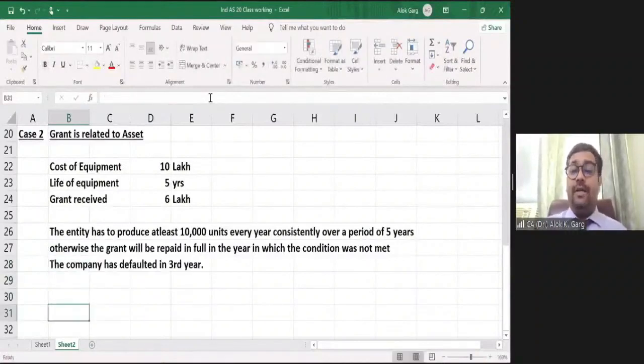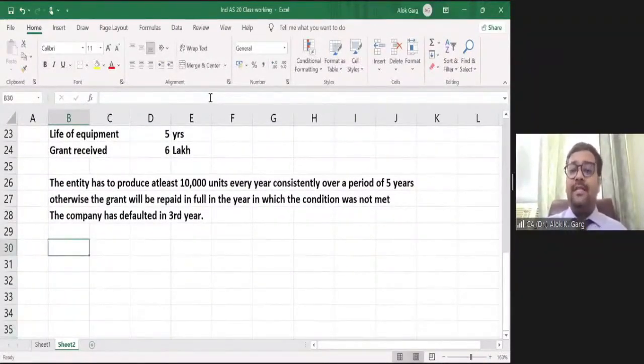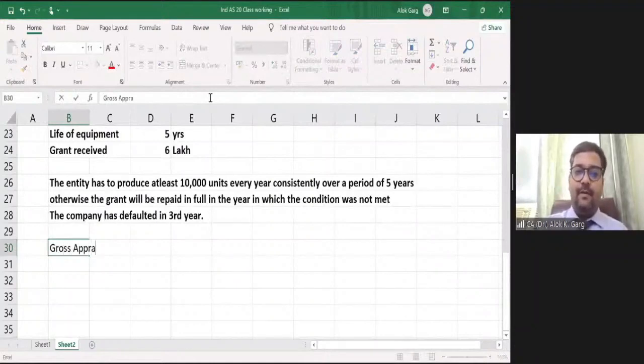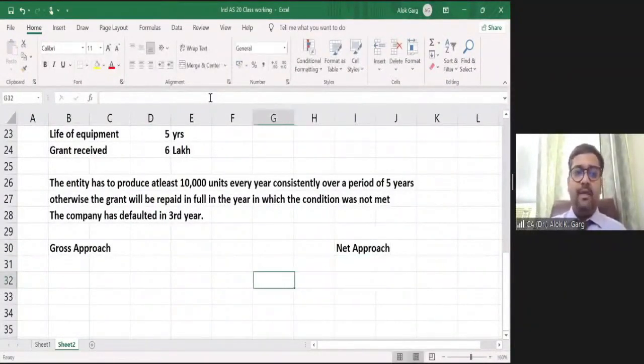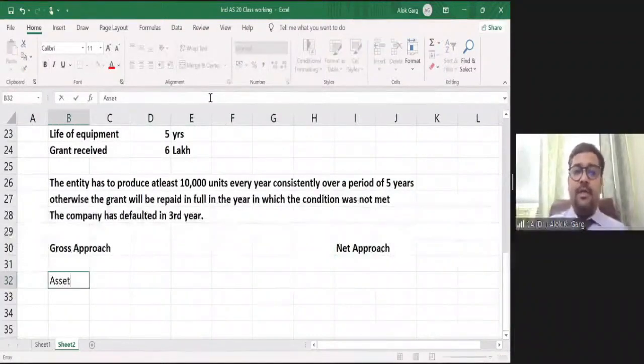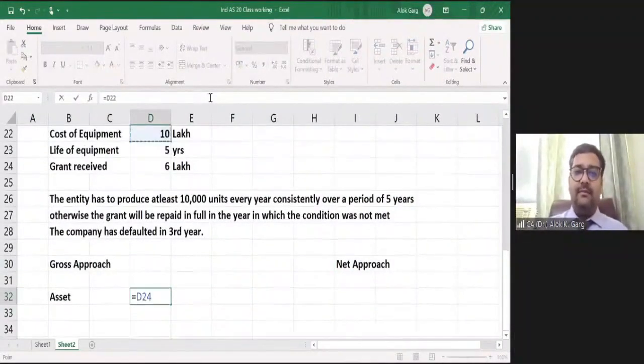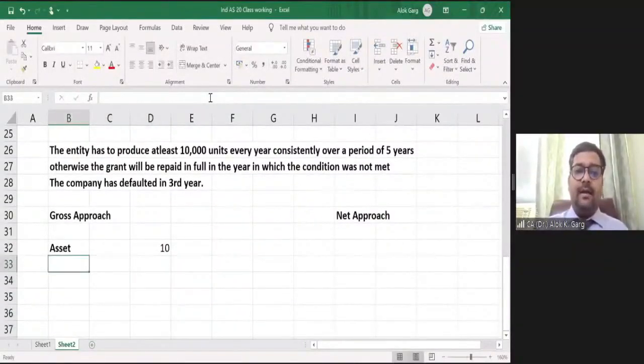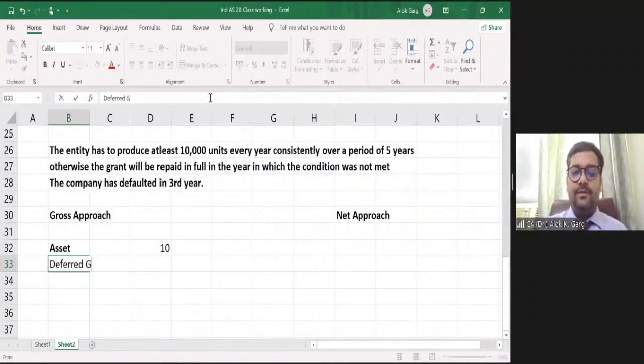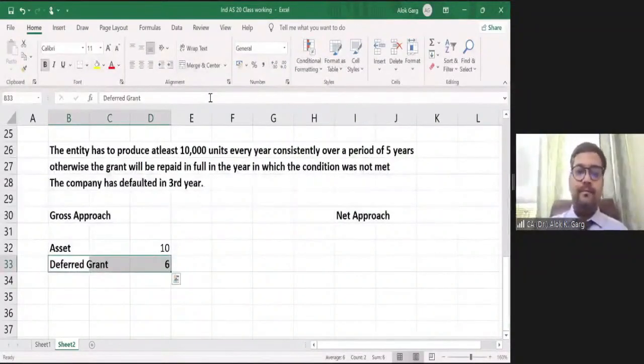So guys, first of all, it is important to understand whether the entity is following the gross approach or the net approach. First we are going by the gross approach, and we have to do the accounting in the first year and second year. Then we will go by the net approach. In the gross approach, the asset has to be shown at full value, which is 10 lakh, and the grant has to be shown at full value as deferred grant, on the liability side, 6 lakh. Clear? Asset 10 lakh, grant 6 lakh.